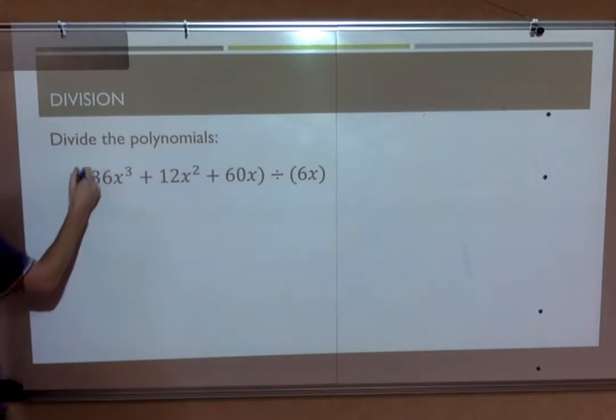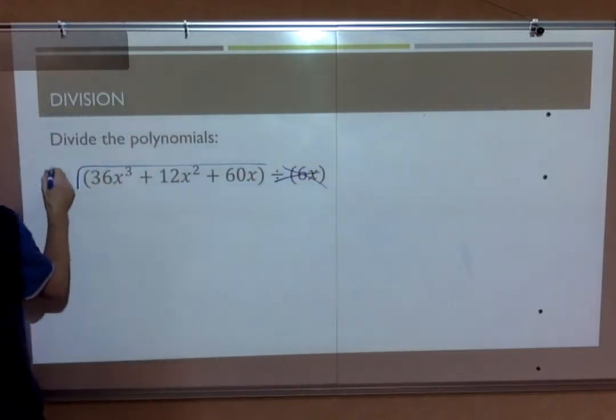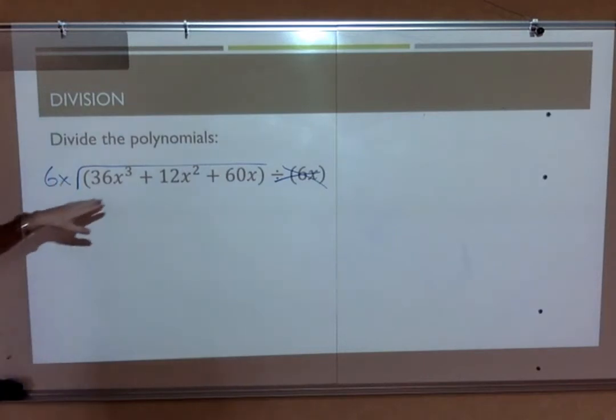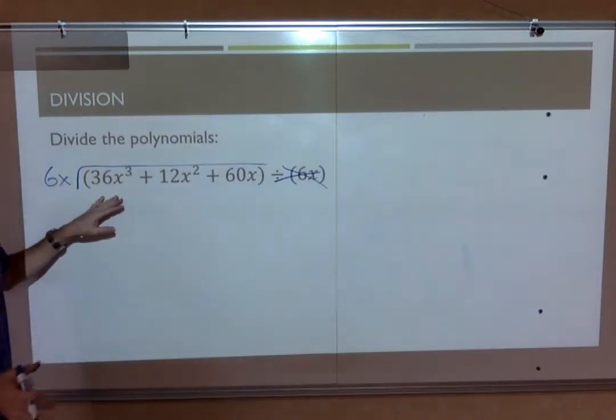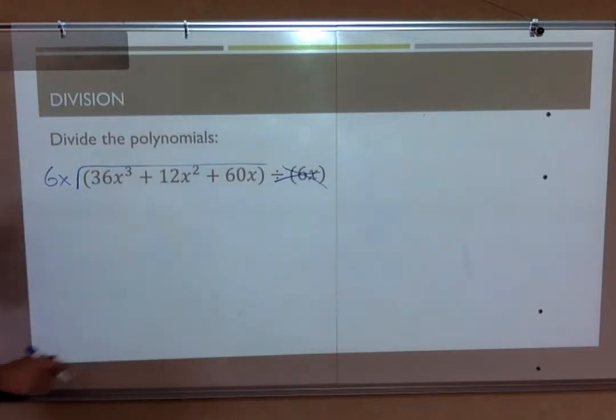Okay, so I'm going to save a little ink there and just move the 6x over here. Now when I'm dividing, just to make it a little bit quicker in this one, I'm not going to write all the stuff down here because everything divides evenly for this one.